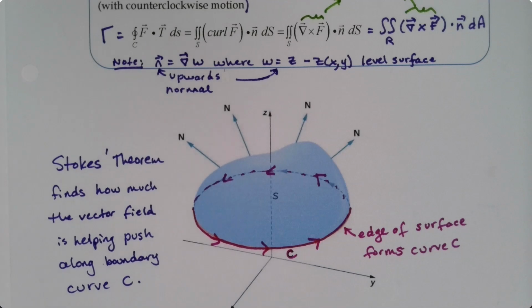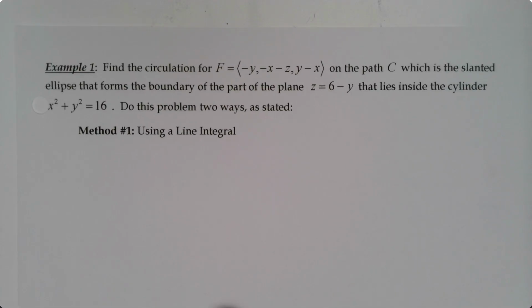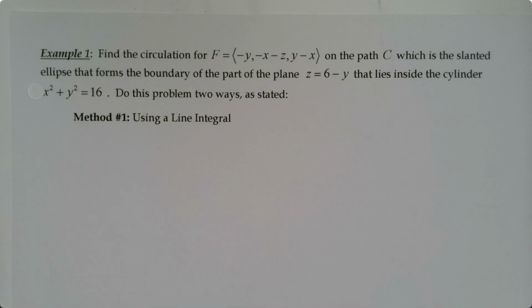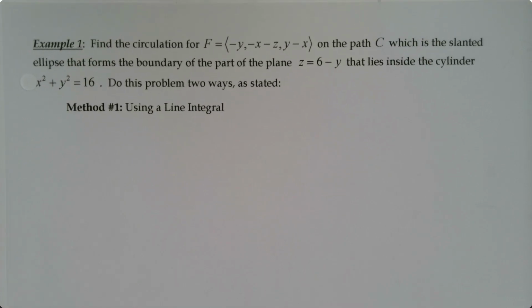And so because they're all equal, you can do so. Now let's put this into practice. So we are going to find the circulation for the vector field F, which is negative y, negative x minus z, y minus x, on the path C, which is the slanted ellipse that forms the boundary of the part of the plane z equals 6 minus y that lies inside the cylinder x squared plus y squared equals 16.